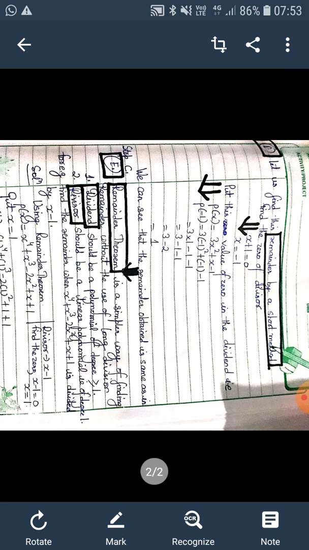Now let us take an example. Find the remainder when a biquadratic polynomial x^4 plus x cube minus 2x squared plus x plus 1 is divided by x minus 1. You see, we are not using long division here. We are using remainder theorem directly. So again, revising the steps. First step is to find the 0 of the divisor, that is x minus 1 equals 0. So we are getting x equals 1.